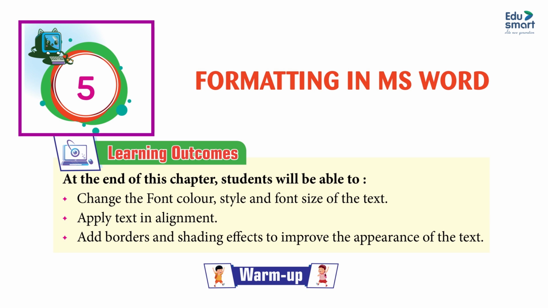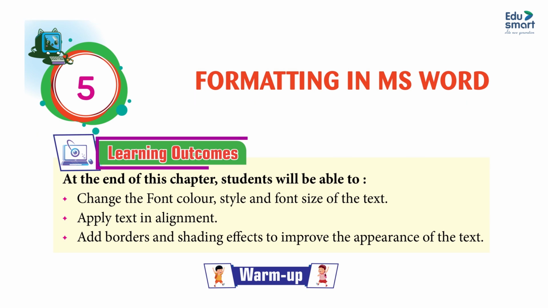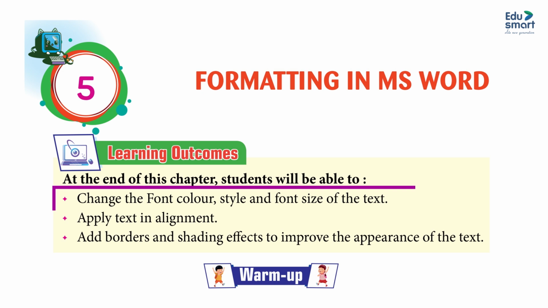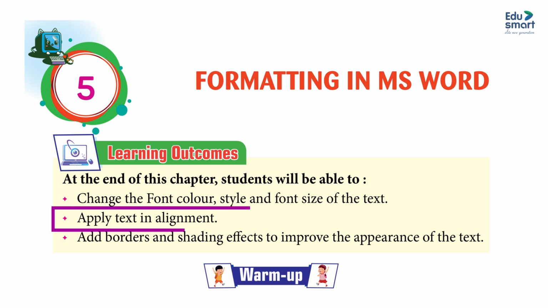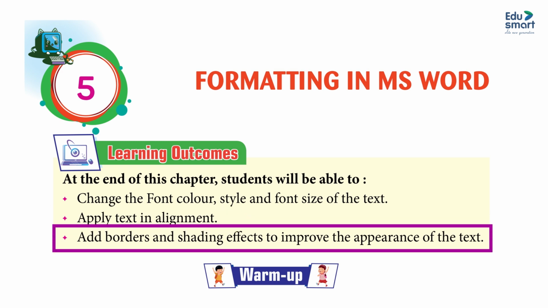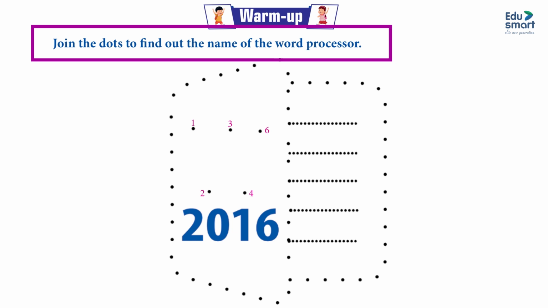Chapter 5 Formatting in MS Word. Learning Outcomes. At the end of this chapter, students will be able to change the font color, style, and font size of the text, apply text alignment, add borders and shading effect to improve the appearance of the text. Warm up. Join the dots to find out the name of the word processor.